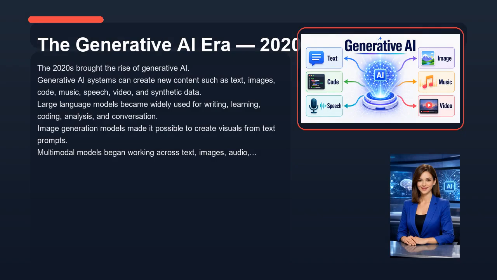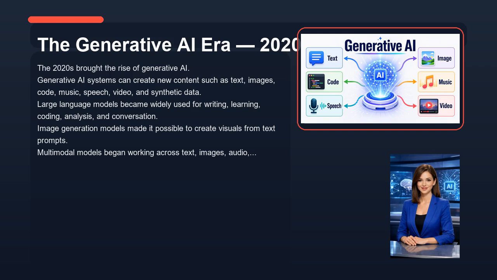Now let's look at the generative AI era, 2020s to present. The 2020s brought the rise of generative AI. Generative AI systems can create new content such as text, images, code, music, speech, video, and synthetic data. Large language models became widely used for writing, learning, coding, analysis, and conversation.